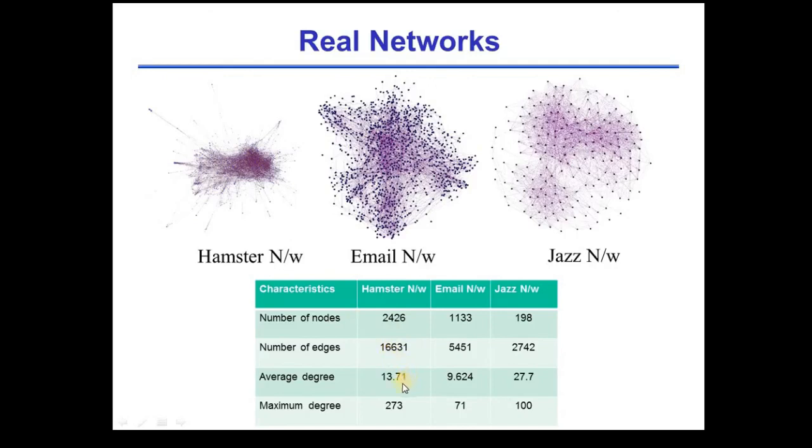Average degree, you can just calculate the average degree of these systems. What is the maximum degree? What is the node that has the maximum degree? What is the degree of that particular node? So these are the characteristics of these networks that you can study.